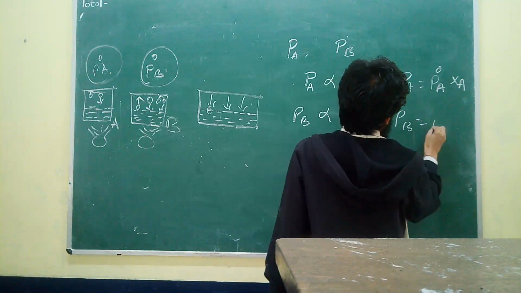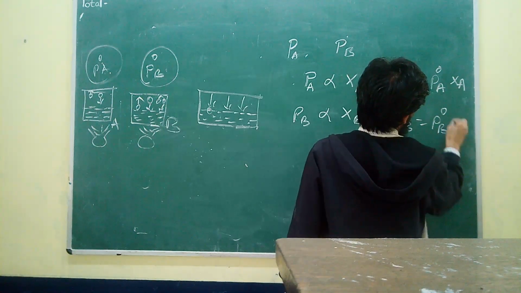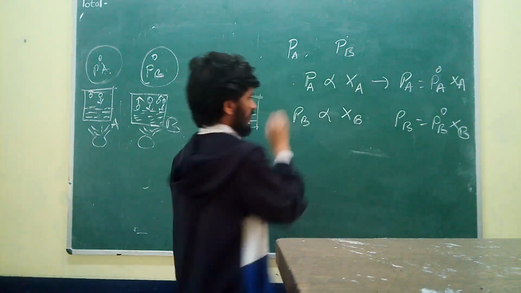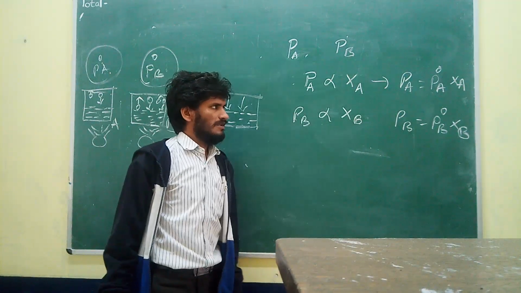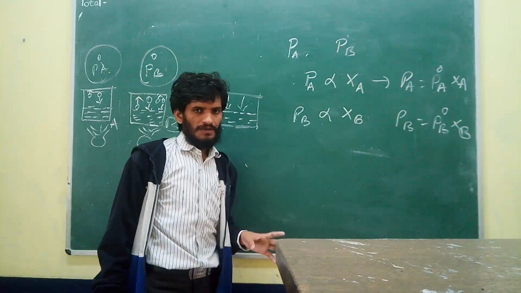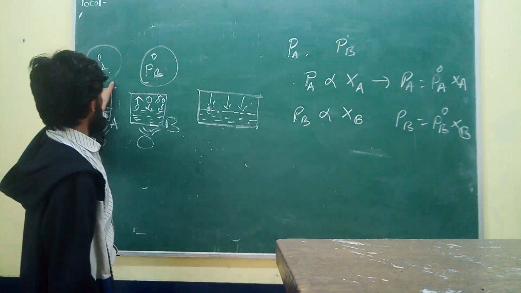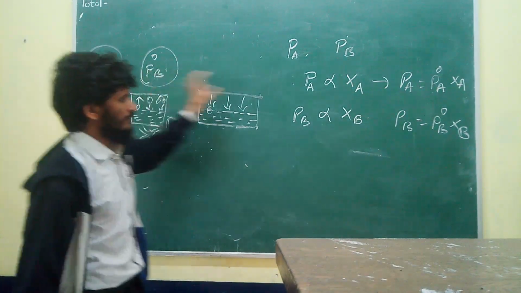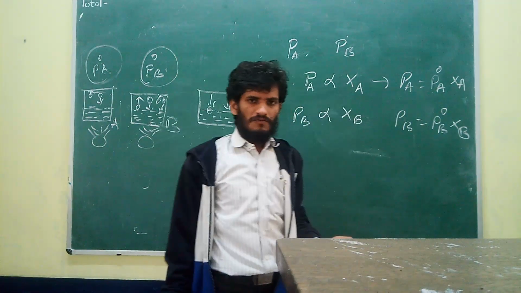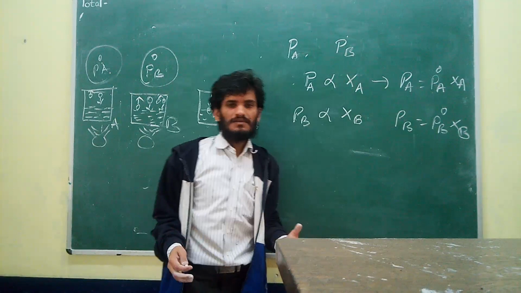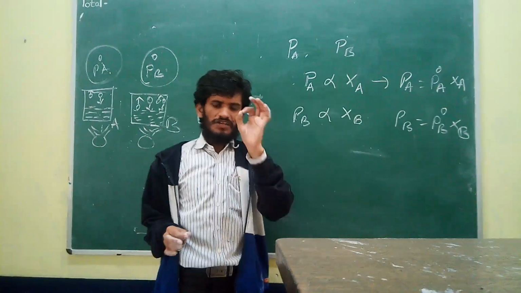PB is equal to P naught B and XB. When we remove this proportionality, one constant comes. Again we are taking the pure vapor pressure P naught A and P naught B. Why are we taking this one? Yes, they are constant. See here, you take water.